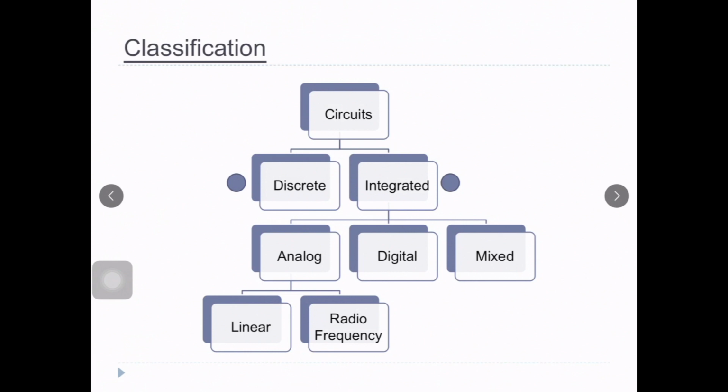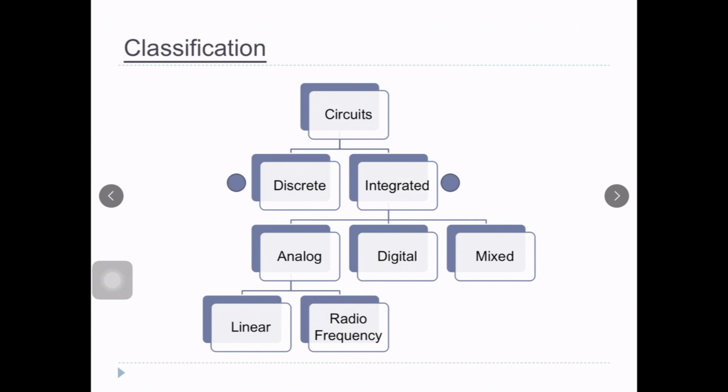Now the classification of circuits. What do you mean by circuit? A circuit is the interconnection of various electronic components through which electric current flows, and depending upon the applications and the type of fabrication, these are classified into discrete circuits and integrated circuits.